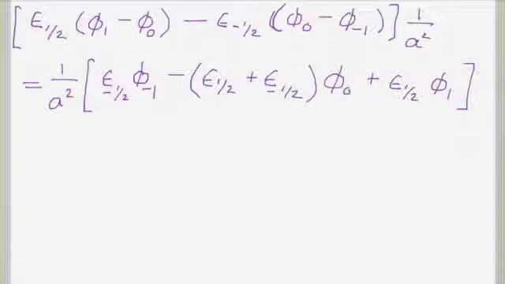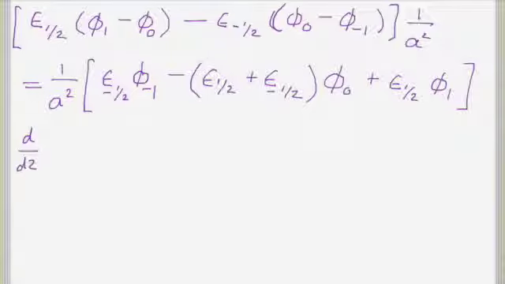So to get these in-between values, we just take the average. To get these fractional values in between the nodes, we take the average. So epsilon 1/2 will be epsilon 0 plus epsilon 1 over 2, and epsilon -1/2 is epsilon -1 plus epsilon 0 over 2. Substituting that all in, we get the final finite difference form for our differential operator.